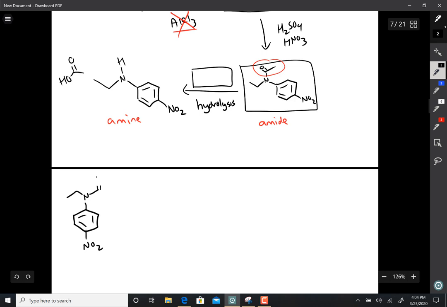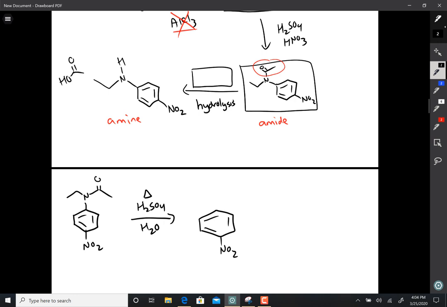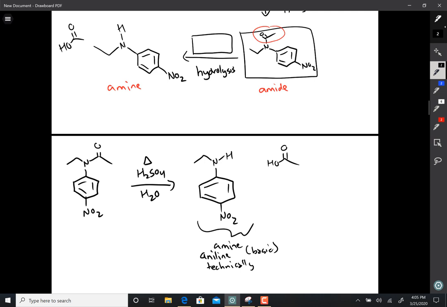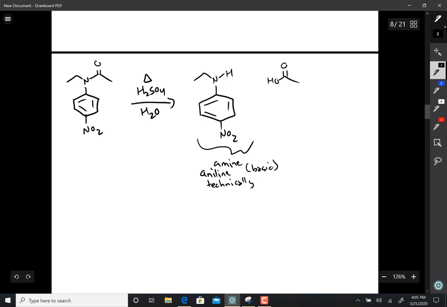Now, amide hydrolysis, amides are notoriously slow in hydrolysis reactions. So to help it along, we have to heat this up. Also, we can't use a catalytic amount of H2SO4, mainly because what's formed is an amine, or technically an aniline. Anilines have a tendency to be basic, and so you need a full equivalent of sulfuric acid to counteract that. Otherwise, the reaction stops after a couple of turnovers.